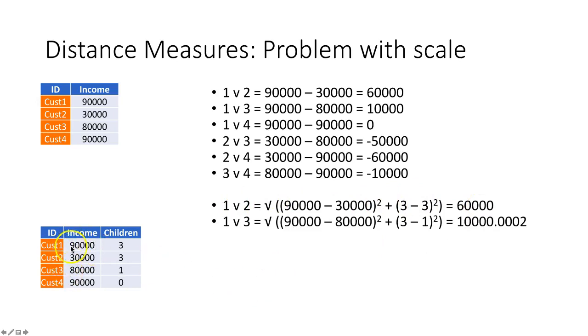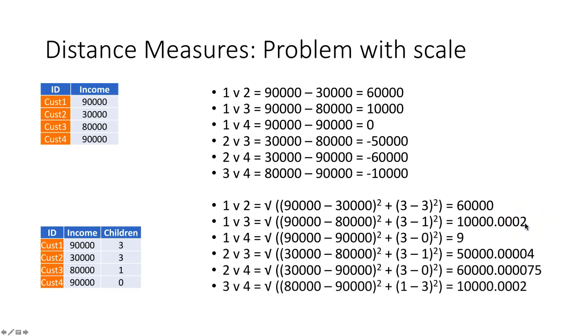Customer 1 versus 3. 90,000 minus 80,000 gives us 10,000, plus 3 kids minus 2 kids, which is 1 squared, which is 1. So we take 10,000 squared, that gigantic number, add to it the kids difference, and then take the square root of all that. All it did was change it by 0.0002. So you can see the effect of income is massive compared to the effect of children. And as we go through all these, you can see that play out.